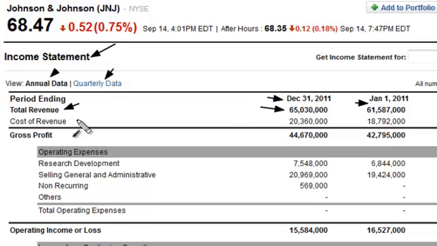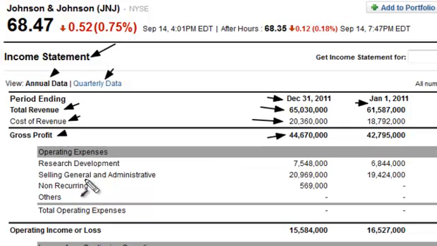The cost of revenue would be the actual expense of creating the total revenue, such as the costs of the raw materials or the labor that goes into actually producing the product. After you subtract the cost of revenue from total revenue, you are left with the gross profit. Gross profit, if it's positive, would be a good thing. If it was negative, it would be a bad thing.